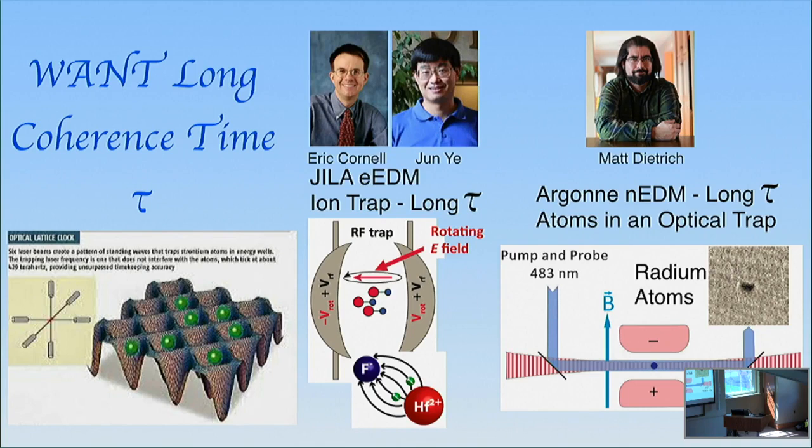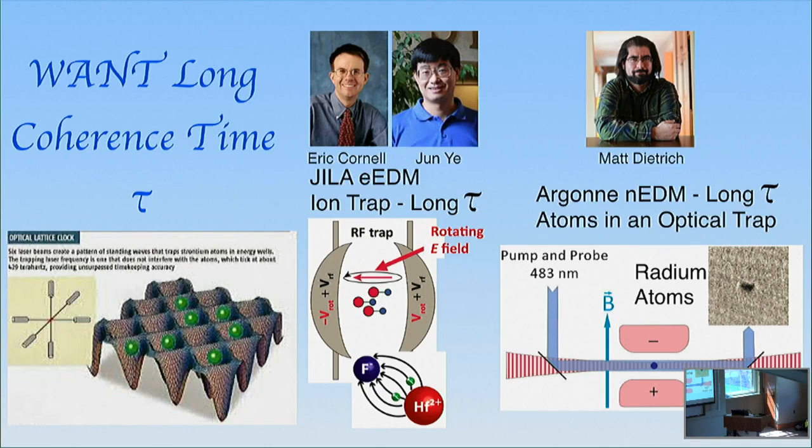Here's another experiment, although it hasn't made an impact yet. It's not near the same limit for the nuclear EDM or the electron EDM as other experiments, but it is really showing the way. Here the idea is you take radium atoms, laser cool them, and put them into an optical dipole trap. So again, you get this very long coherence time. This is being done at Argonne, and Matt Dietrich is currently leading that. So we want this kind of long coherence time.